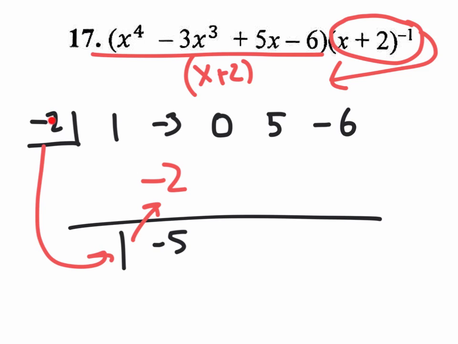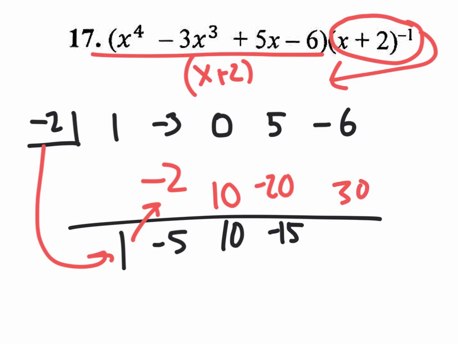And as you go this way, -2 times -5, you multiply. And we get what? 10. And as you go down, you combine. 0 plus 10? 10. And as you go this way, you multiply negative 2 times 10. And as you go down, you combine negative 5 and negative 20. Negative 15. And last but not least, negative 2 times negative 15.